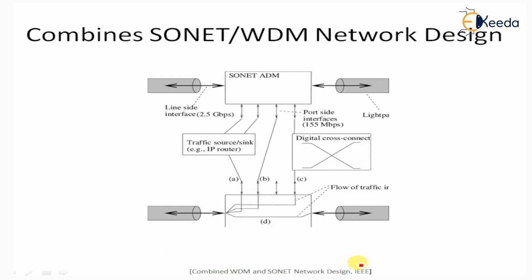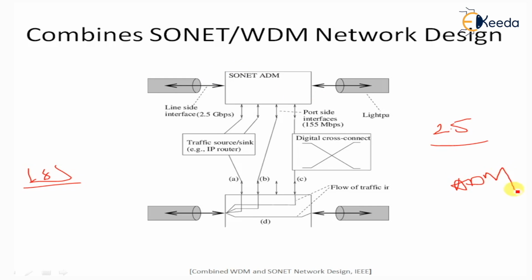This is the diagram of the SONET ADM network. In this case, the high speed line of this ADM provides 2.5 Gbps and is dedicated to the board lines. These lines are fed into light paths and multiplexed together via WDM. The ports or interfaces are of lower speed, like 155 Mbps. The number of port interfaces corresponds to the amount of traffic that can be added and dropped in the particular ADM.